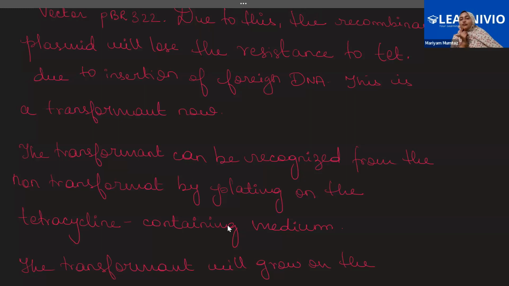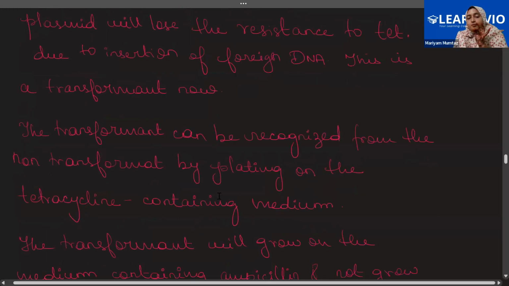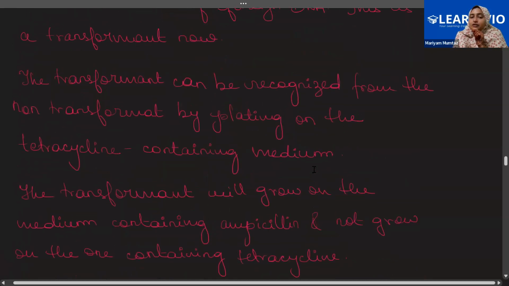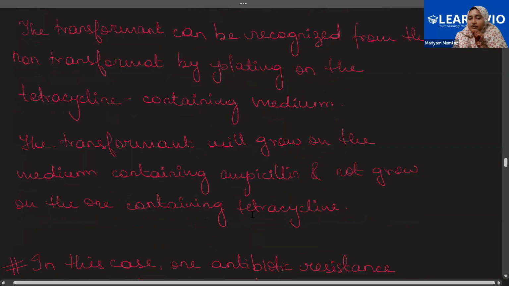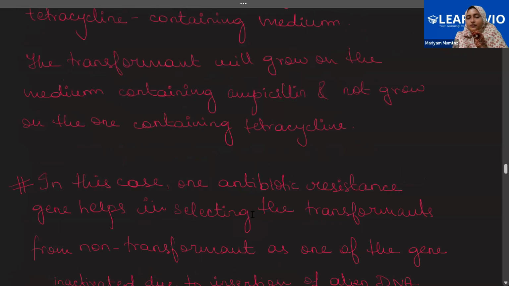Because of the insertion of foreign DNA, they have lost their tetracycline resistance. So if you add tetracycline to it, they will not be resistant to it anymore and they die. So that is how we find out transformants from non-transformants. The transformant will grow on the medium containing ampicillin and not grow on the medium containing tetracycline. So now we know which one is transformant and which one is not.